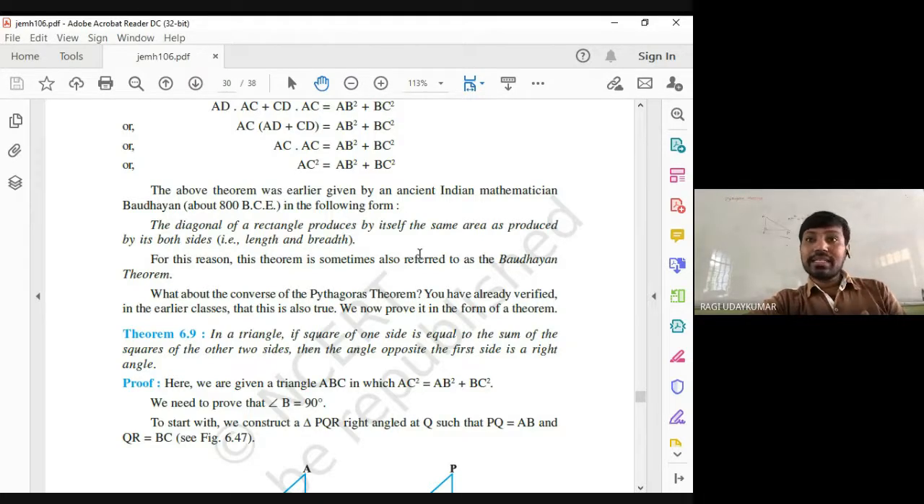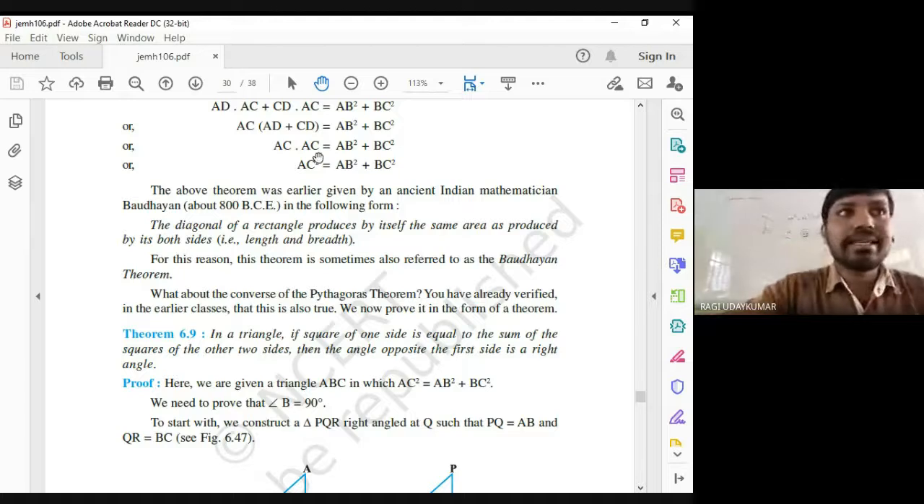So the area is nothing but the square of the diagonal. Take the square of the diagonal. The area it produces means a square described on a diagonal. Previously we saw a problem with an equilateral triangle described on a diagonal. In the same way, consider what this theorem statement says. I will explain it to you through the figure. So for this reason, sometimes it is also referred to as the Bodhaya theorem.